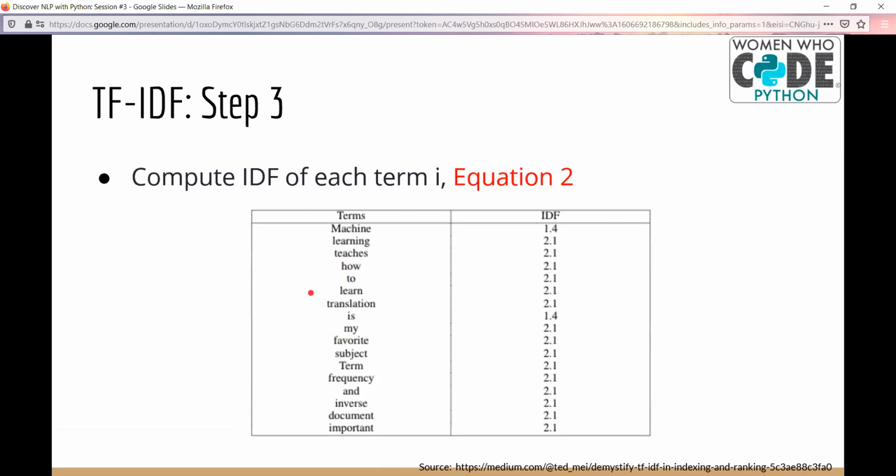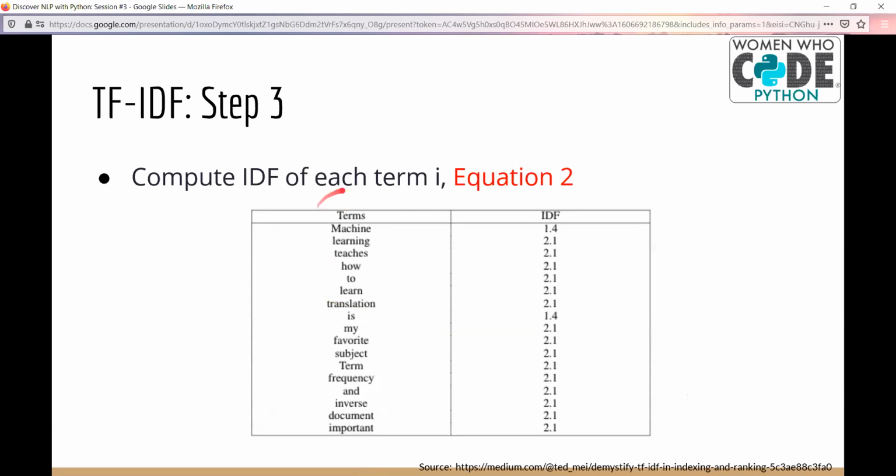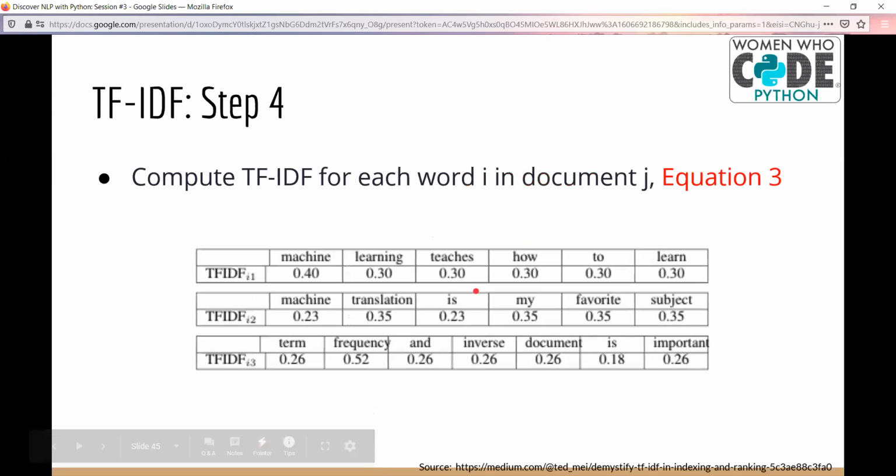Now compute the IDF. We already have the TF now, but for the TF-IDF as a whole term, we need to multiply the TF with the IDF, and we are going to calculate the IDF in the next slide. So this is how we are going to calculate the IDF using equation 2 that we saw in the previous slide. After calculating the IDF of these terms, next we are going to multiply those together to get the TF-IDF of each of the terms. So these are the individual terms and these are the TF-IDF scores for them.